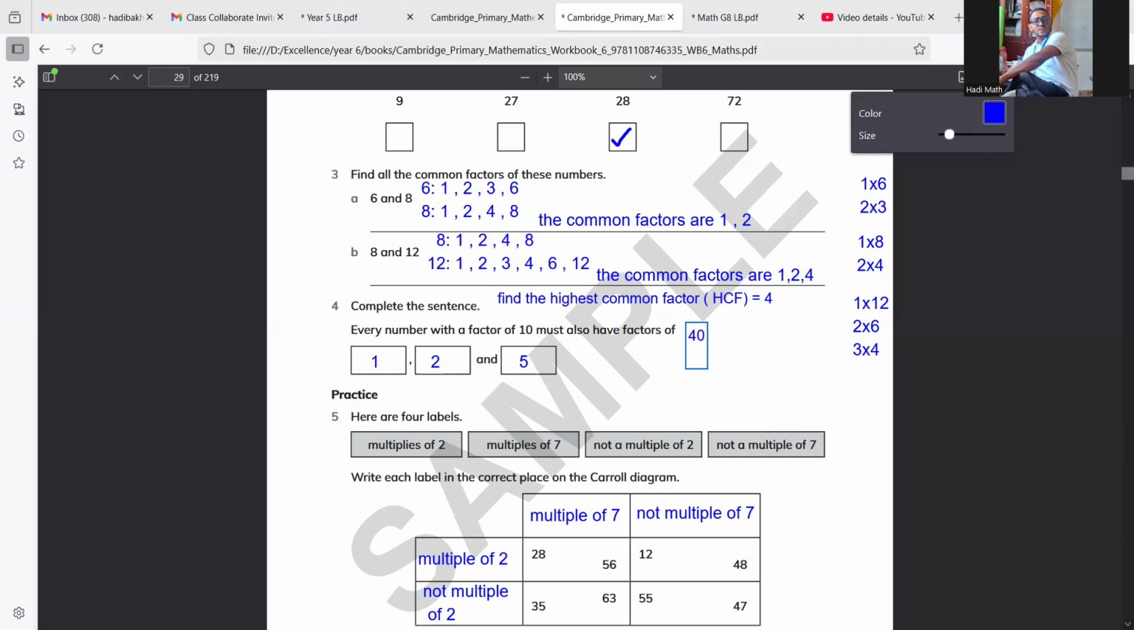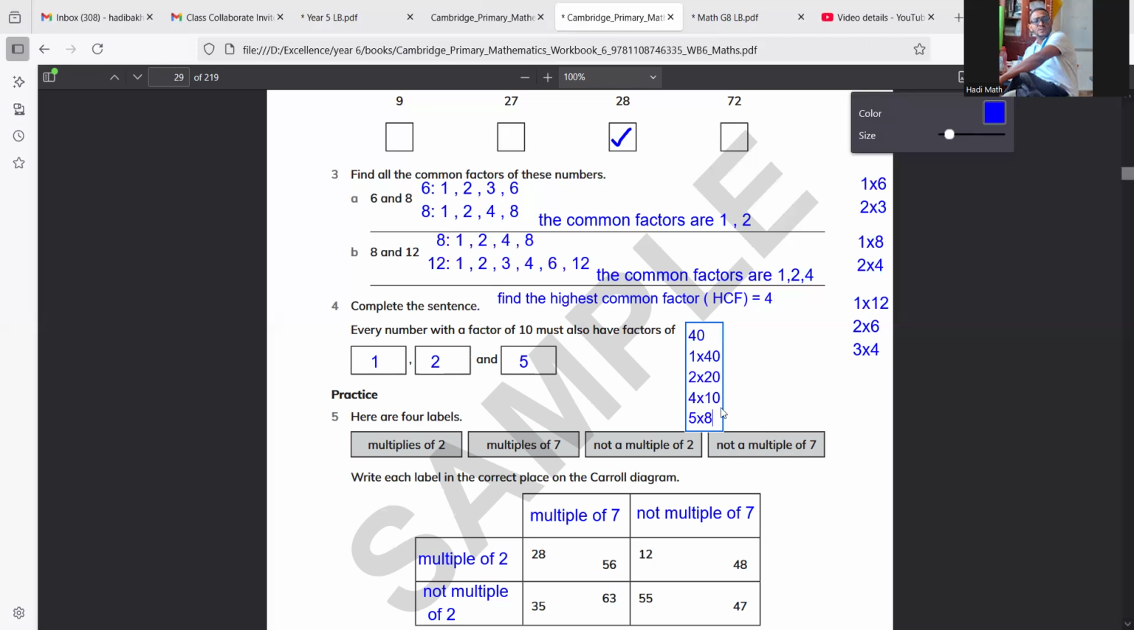We have 1 and 40 will give us 40. We have 2 and 20 will give us 40. We don't have 3. We have 4 and 10. We have 5 and 8. We don't have 6. We don't have 7. 8, we already have it. So those are all the factors of 40.